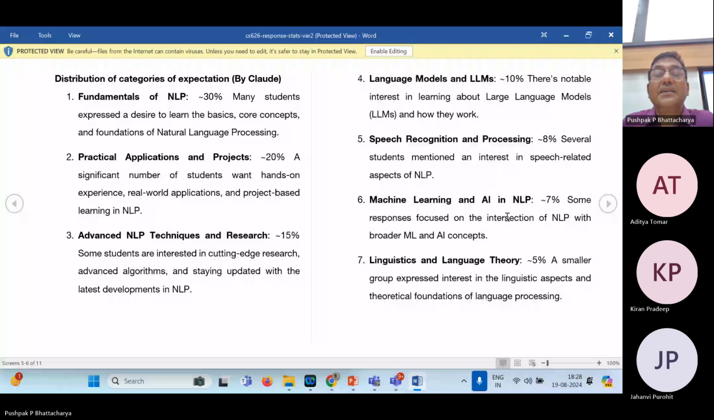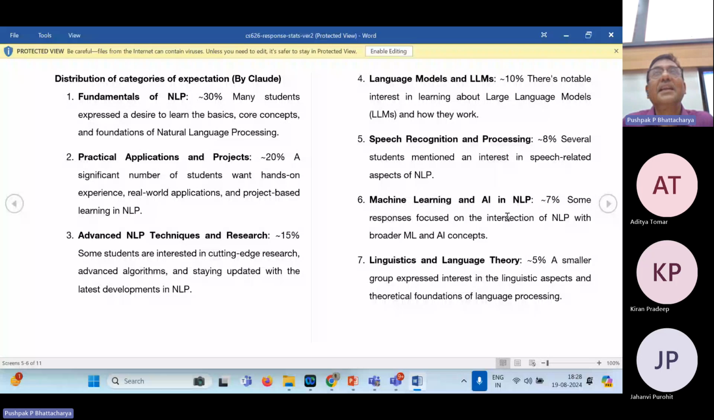Language models and LLMs, 10% of the class. That is surprising. Only 10% of the class. Which means there is a lot of conscientiousness in the class. You are not swayed by the recent waves. Looks like 30% of the class would first like to know fundamentals and then move to LLMs, which is not bad.